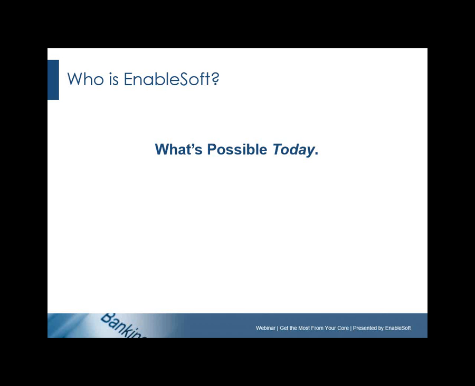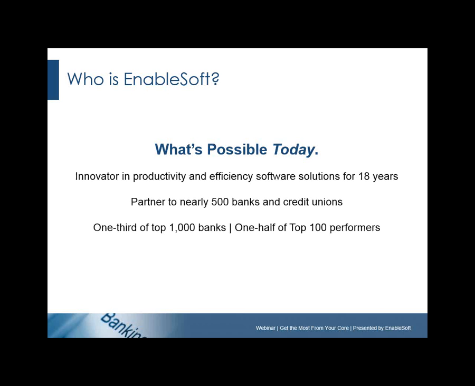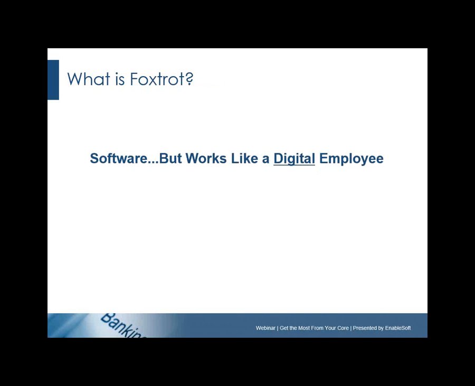So first, just a little bit about us at EnableSoft. Who are we? Well, EnableSoft is really all about what's possible today. We've been an innovator in productivity and efficiency solutions for over 18 years. We're a partner to nearly 500 banks and credit unions. Of that, we call one-third of the top 1,000 banks and one-half of the top 100 performers customers. So that's EnableSoft, but what about our product, Foxtrot?